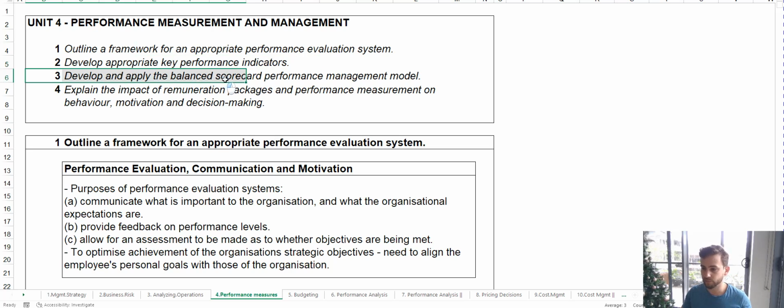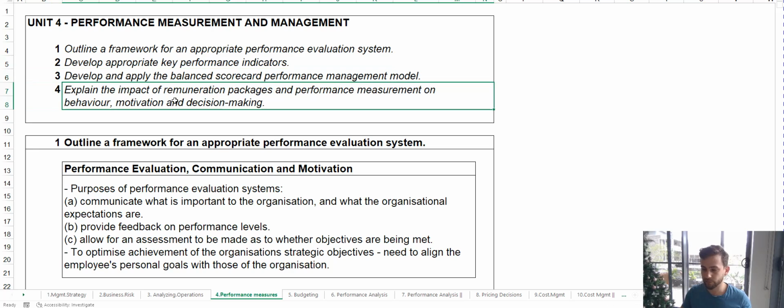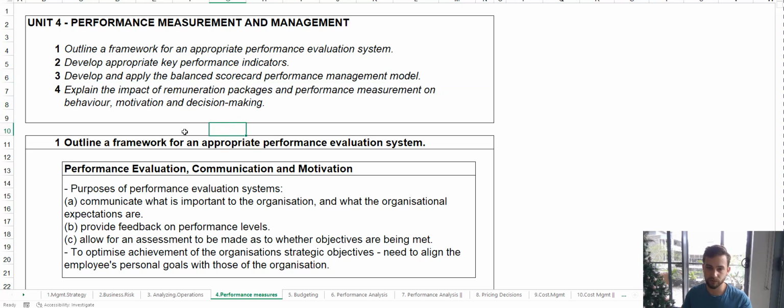Number 3, develop and apply the balanced scorecard. So we went through some example scorecards, what it is, why it's important to focus it and link it to strategy always. And we went through an example question for that. And number 4, we talked about remuneration packages and why it's so important, not only as a means of motivating staff, but also understanding that your intention as a company can result in a different outcome to what you were expecting, and it's important to understand that and choose the appropriate remuneration package depending on the situation.